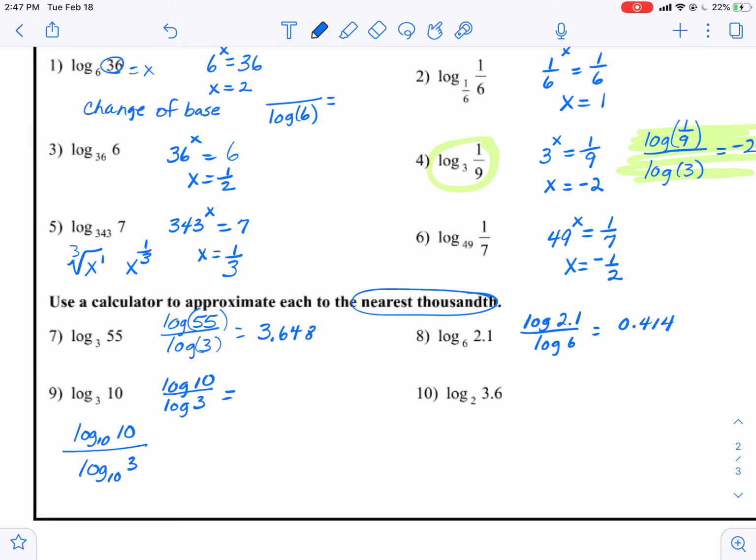So we're going to put that into our calculator. Again, log of 10, close parentheses, divided by log of 3. Now, I wouldn't hit equal. I just put it all in at once as one thing. And I get 2.096. Okay. And then our very last one, that would be log of 3.6 over log of 2.